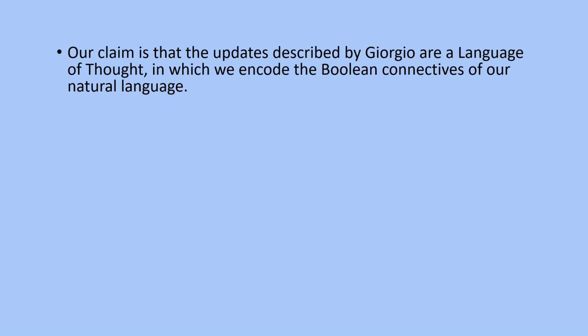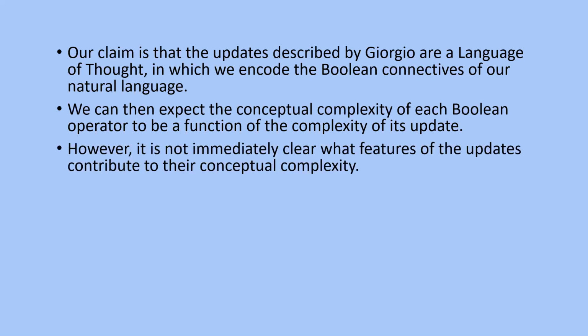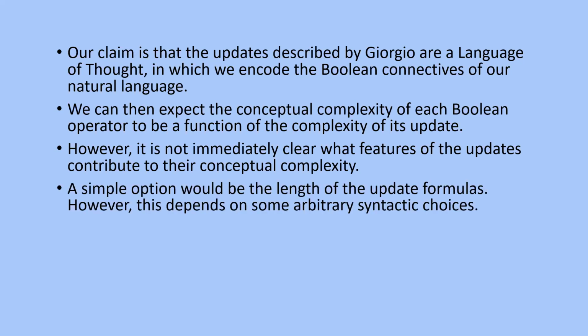So the claim here is that the updates described by Giorgio, the ones in the final table, are some kind of language of thought in which we encode the Boolean connectives in the natural language. So we can then expect the conceptual complexity of each Boolean operator to be a function of the complexity of the update. And the question then, of course, is what features of the update contribute to the conceptual complexity. One very natural way would be to just use the length of the update formula, but that depends on arbitrary syntactic choices that we don't want to include in a natural measure of complexity.